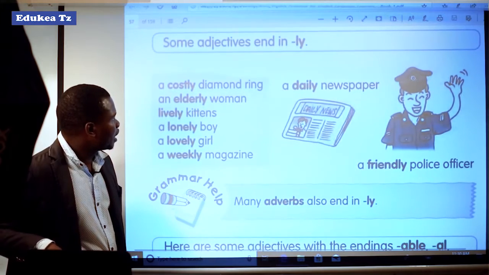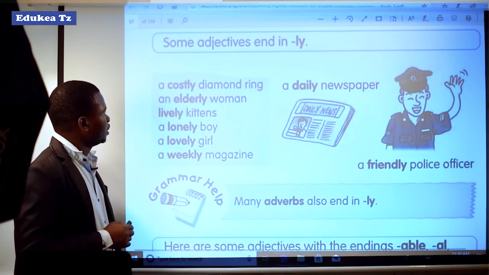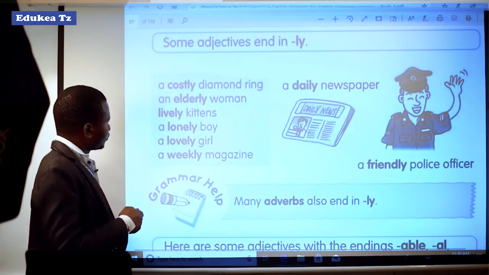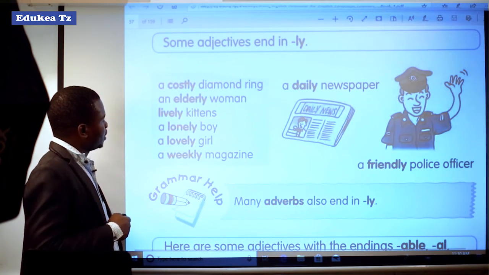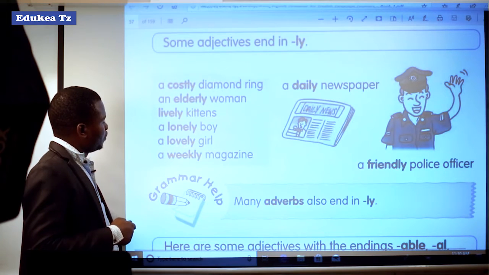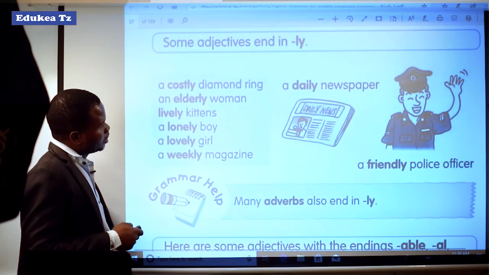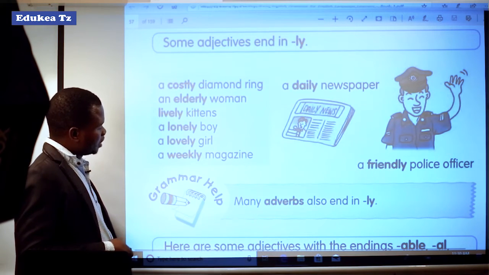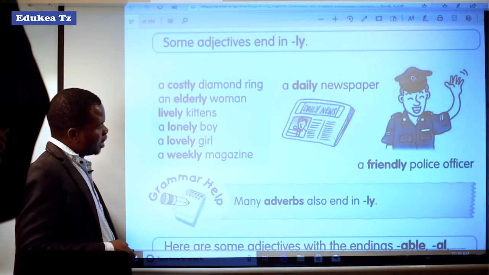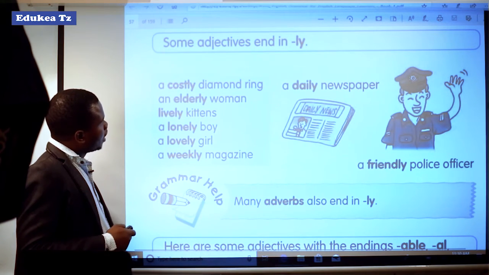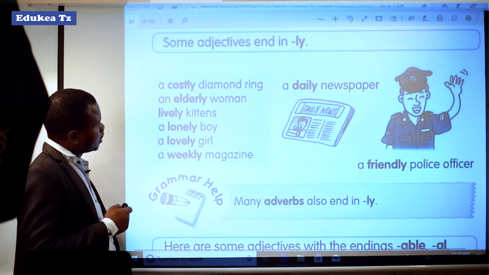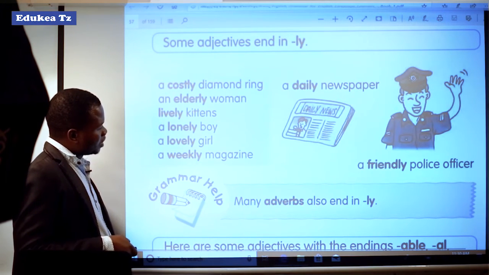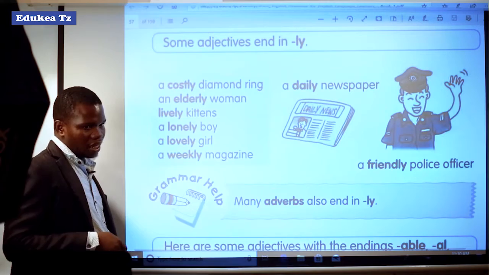But some adjectives end with ly: a costly diamond ring, an elderly woman, little kittens, a lonely boy, a lovely girl, a weekly magazine, a daily newspaper, a friendly police officer. But many adverbs also end in ly.